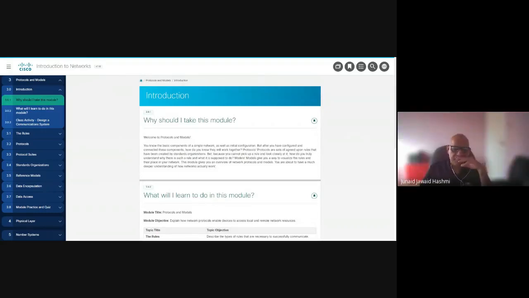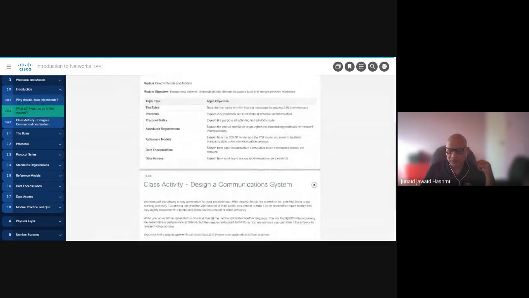Okay, so chapter three is about protocols and the OSI models. Most probably, you guys have heard of OSI models in other modules, and also, you guys know about the protocols. So let's see what the protocols are.